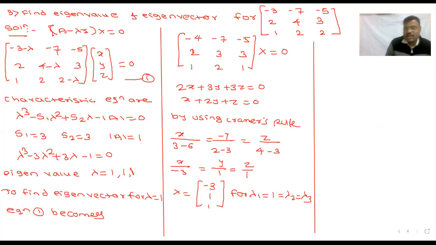Okay, not necessary that every time we get three different eigenvectors. Sometimes it is 1, sometimes it is 2, sometimes it is 3. Depends on your equation. So this is a third type of example. Okay, so this is a repeated eigenvalue for a non-symmetric matrix.